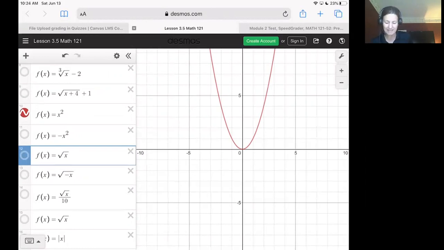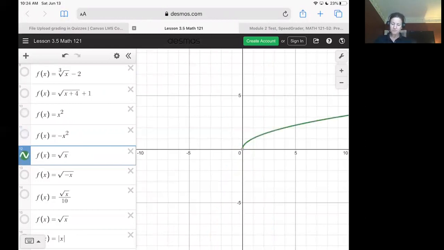But when I add this negative, it's going to reflect the function through the x-axis. So if inside the function we make x negative, then we are flipping the entire thing. Check out this one. We have the square root of x. There's our parent function. When we are inside the function, we go and flip the entire thing across the y-axis.